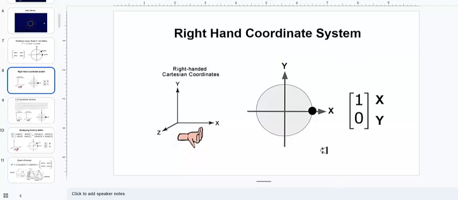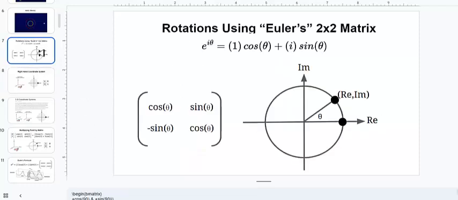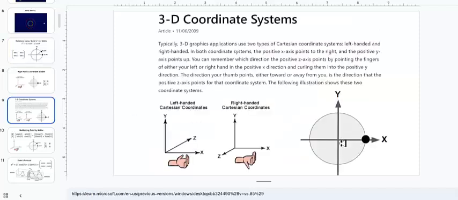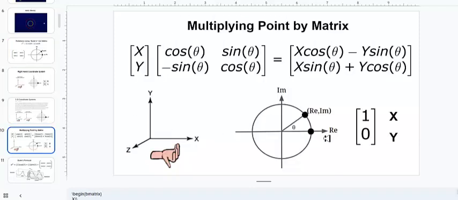What I've done here is I've placed a dot on the x-axis, at x equals 1, so this is the unit circle, x equals 1 and y equals 0. The real component is the x, and the imaginary component is y, so real is equal to 1, and imaginary is equal to 0.